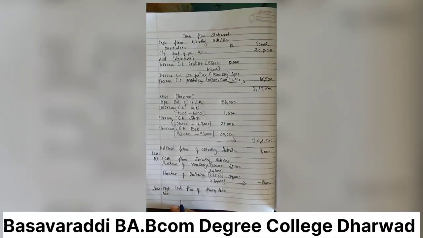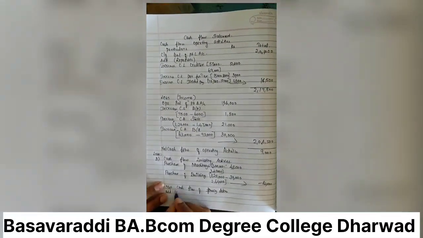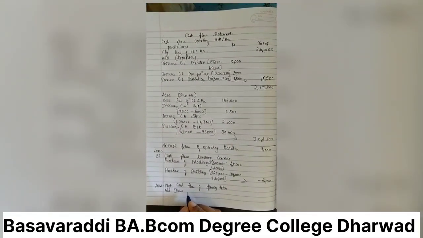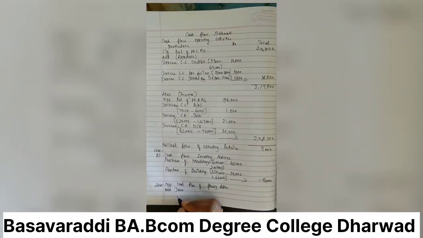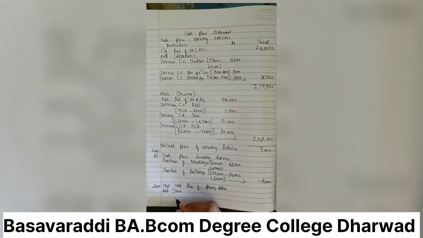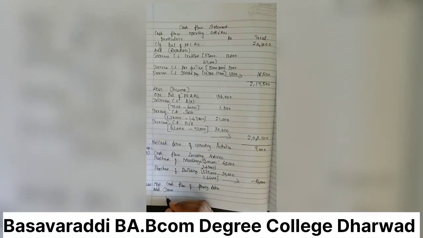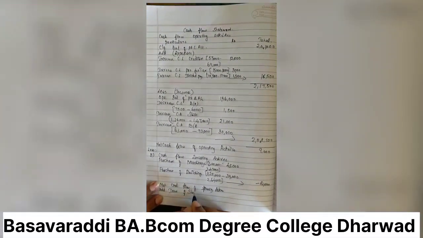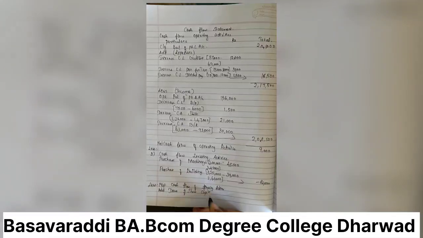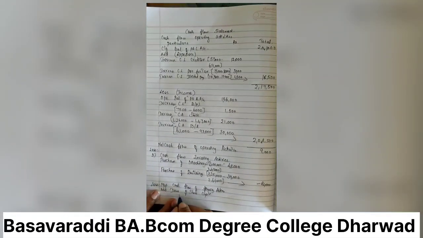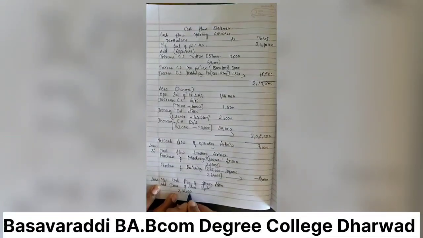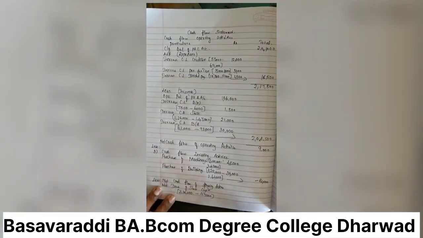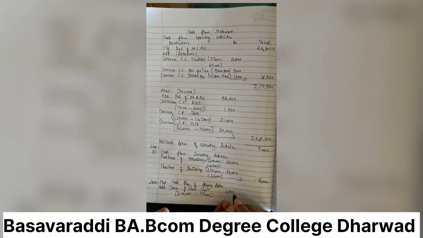Equity capital. You have to enter only the difference amount. It is an increase: 3,30,000, 3,75,000. So issue. What is happening in the equity capital comparing previous year to current year? Some capital is invested. Issue of share capital. What is the difference amount? 3,30,000 minus 3,75,000. The difference amount is 45,000, in the inner column.